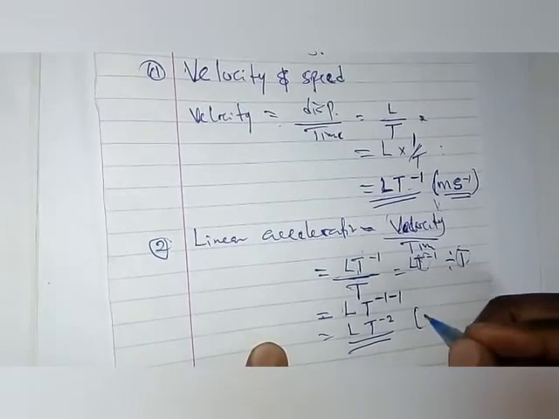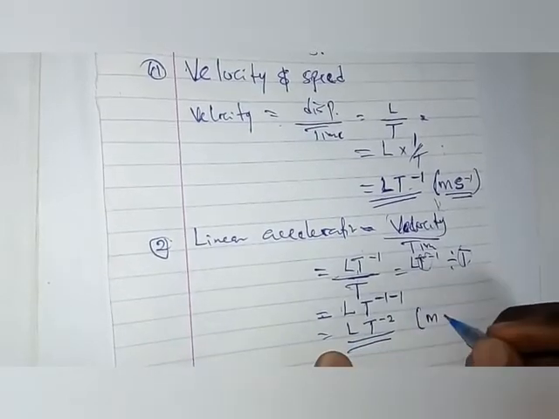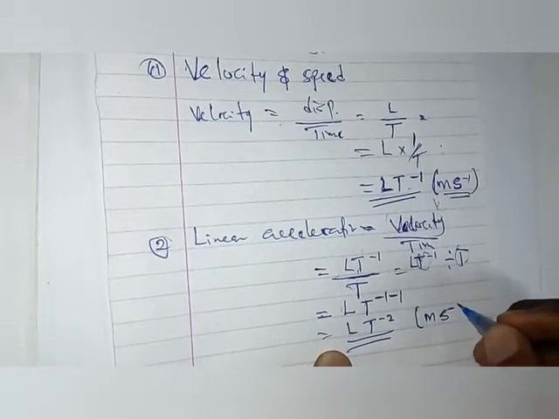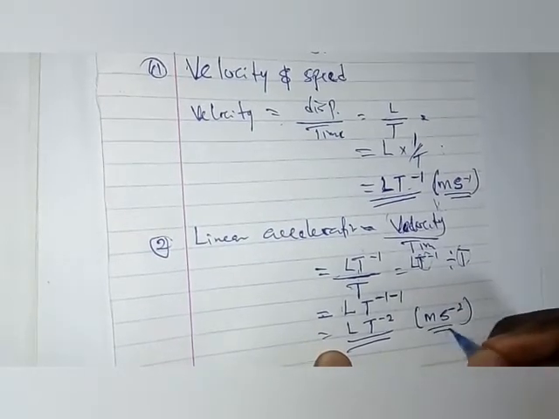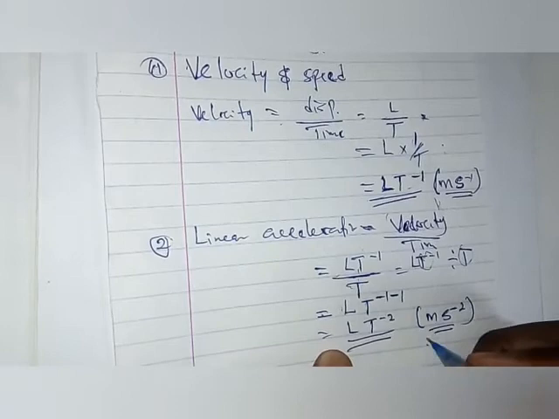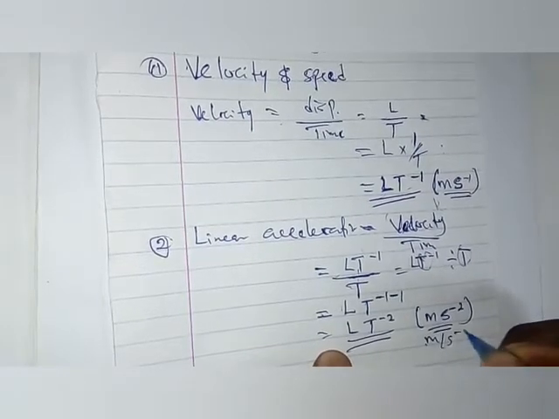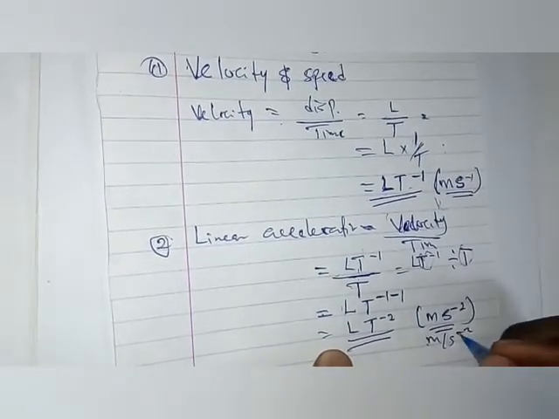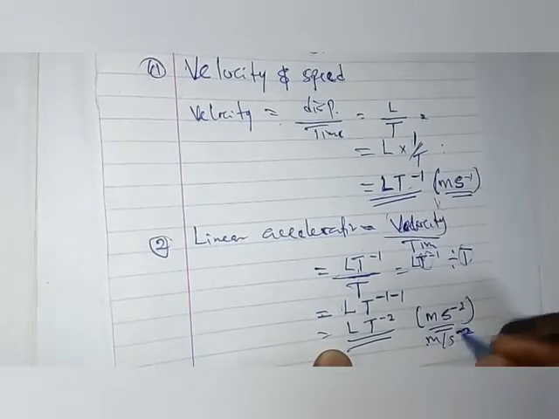So the unit is what? Length, then meter per second, what? Per second square. So that's why we have the unit of acceleration like this. Sometimes it may be written like this, sometimes the T will be 1 over, still the same as this.